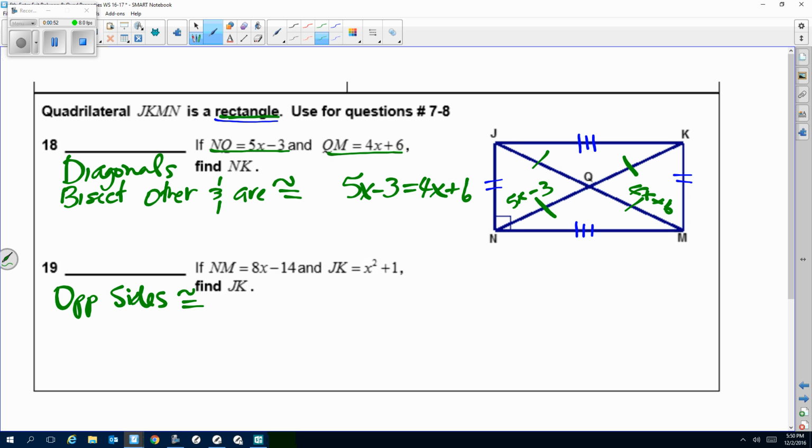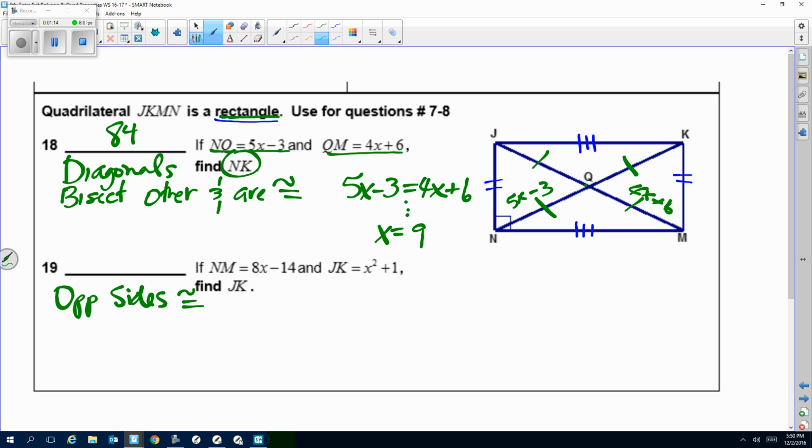Okay, so we're going to go ahead and solve for x, which I know you can do. X is 9. But they want us to find NK. NK represents the whole diagonal. We have to plug it back in for our part. We should see that one part of the diagonal is 42, so the whole thing is 84.